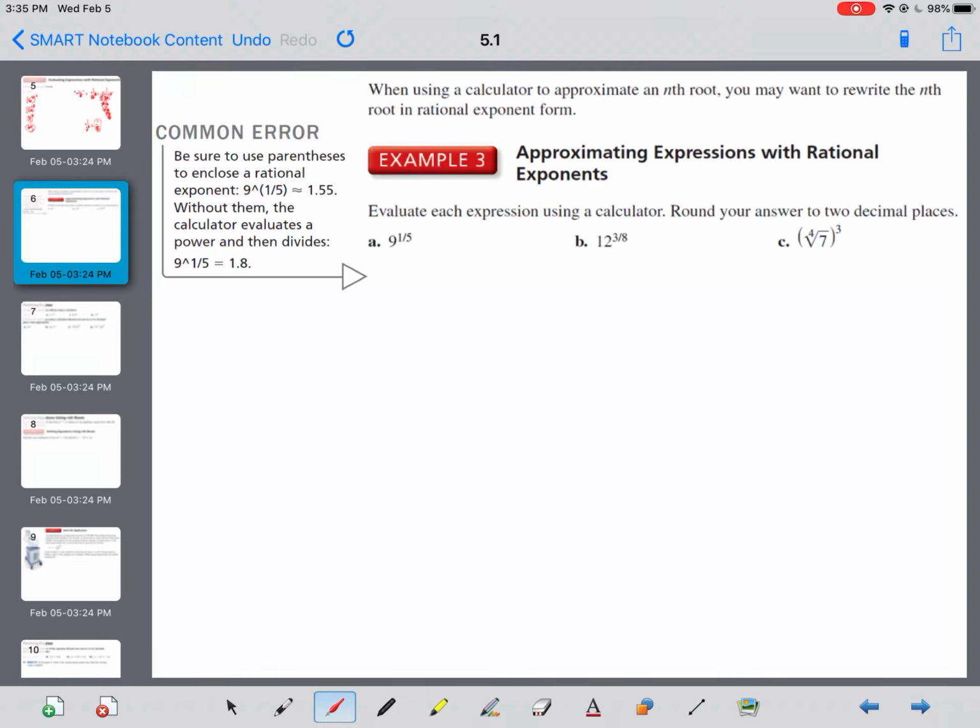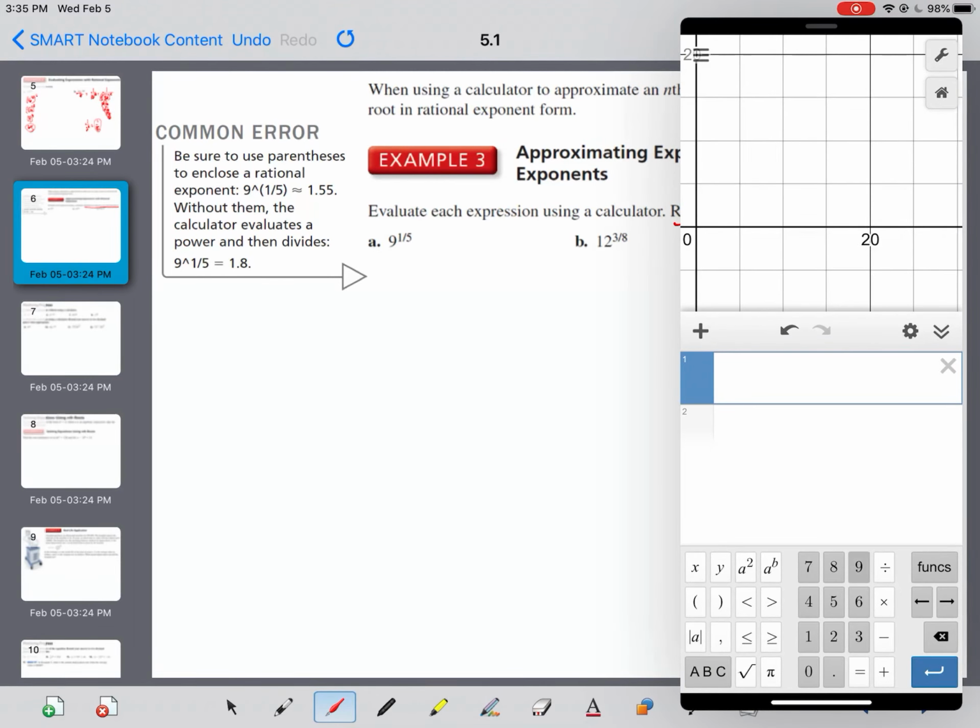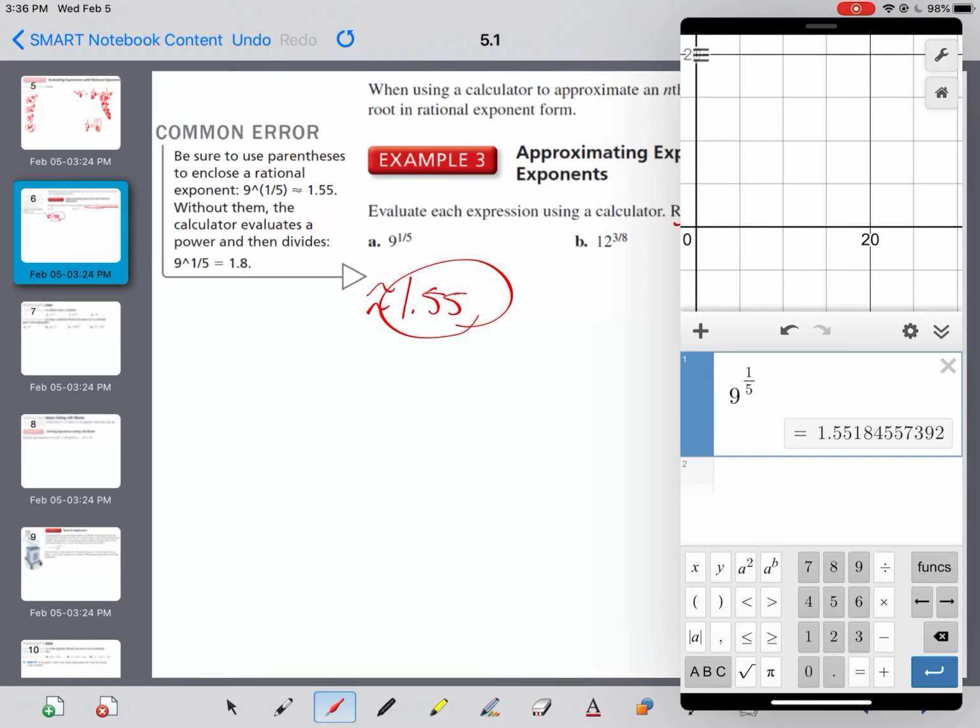You can also use a calculator for things that aren't going to go nicely and approximate what that would be. So evaluate each expression using a calculator. Yay! But remember, when you answer, you have that squiggly equals, because we're going to round to 2 decimal places. They'll tell you where to round it. So on A, let's have a look. Let's see, 9 to the 1/5. So that is approximately 1.55. We're going to round to that decimal place.